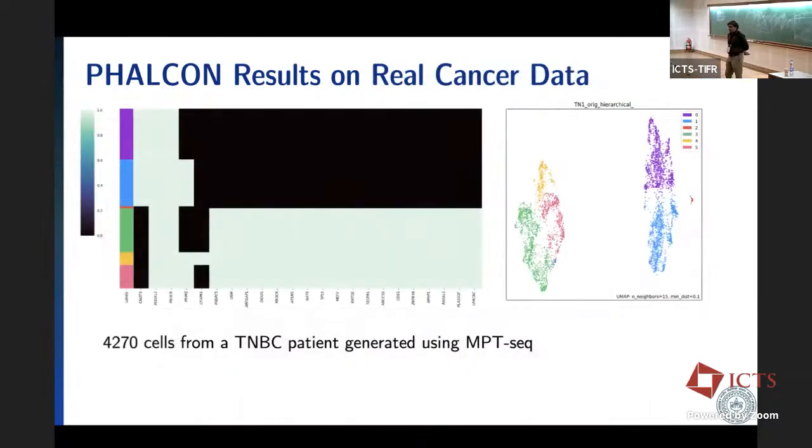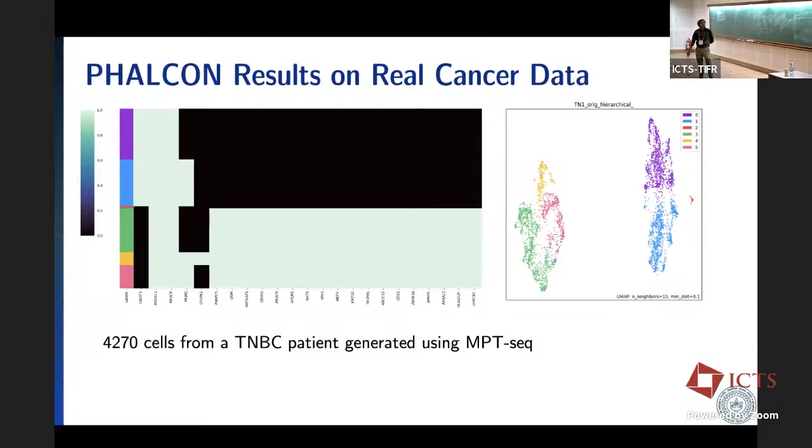Then we wanted to apply it on some real tumor data sets. This is some ongoing analysis we are still doing, but I'll just show you some results. This is on a data set from a TNBC patient. Again, it is using something called MPT-seq, which is nothing but a variant of the Tapestri machine that was basically developed in the lab of Nicholas Navin at MD Anderson.